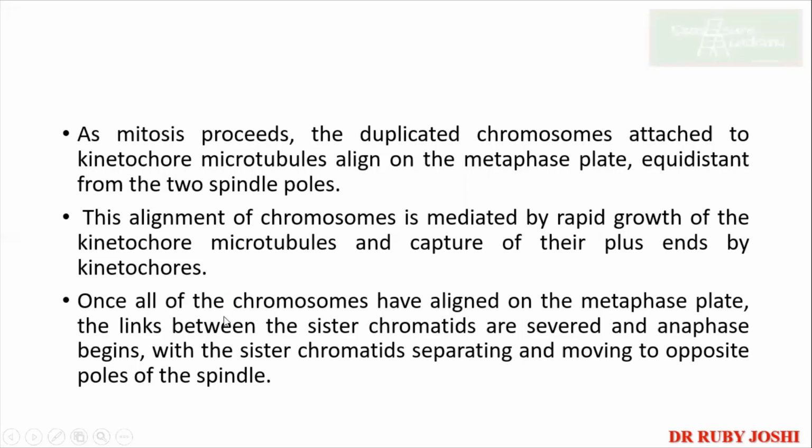Now the alignment of chromosomes is mediated by rapid growth of the kinetochore microtubules and capture of their plus ends by the kinetochore. So what actually is a kinetochore? It's a complex of proteins which helps in binding to the centromere of your chromosome. Once all the chromosomes have aligned on the metaphase plate, the links between the sister chromatids, which we will learn later, are broken by securin and separase, which help in breaking the sister chromatids into two, so that we get them separately. The sister chromatids separate and move to the opposite poles of the spindle.